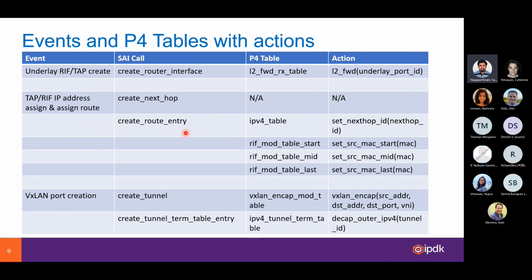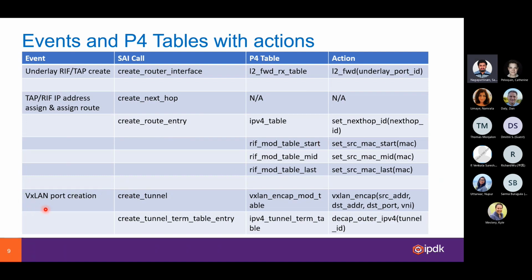And if there is any route that has been configured on this particular tap port or tap termination port, this goes ahead and programs these four tables, which are our IPv4 table with an action as set next hop ID, your RIF mod table, RIF mid, and RIF last table. This is basically to determine what your source MAC is, from where the packet should go out.